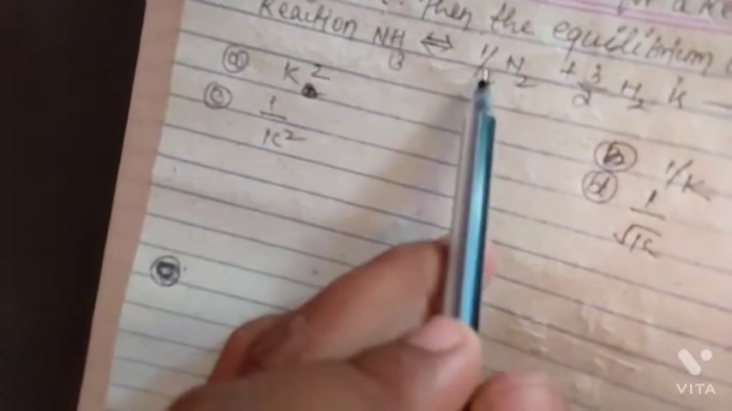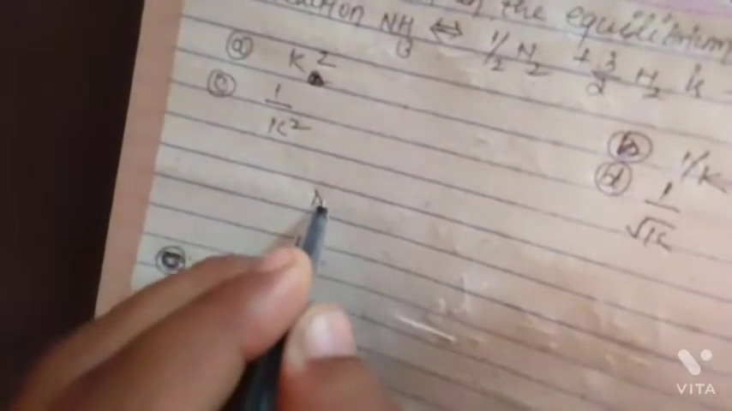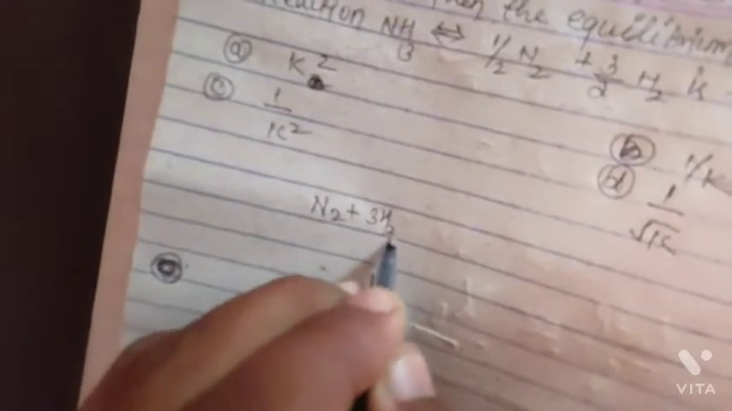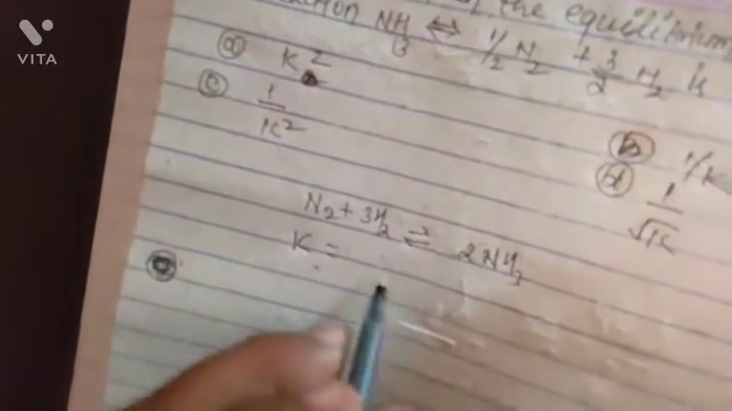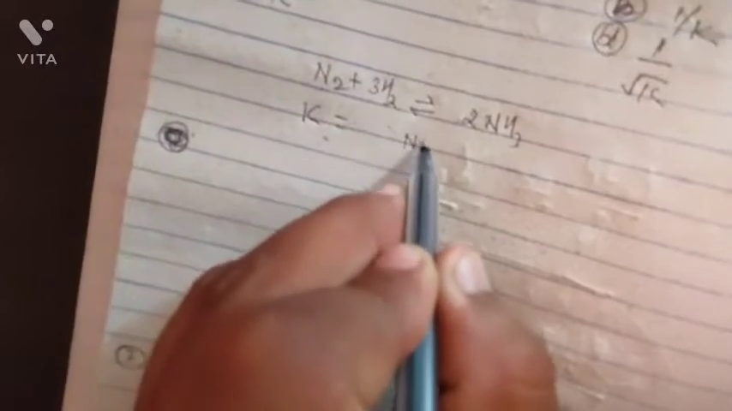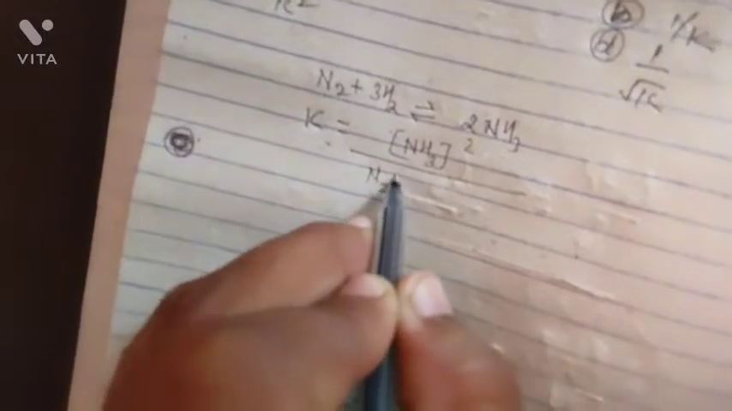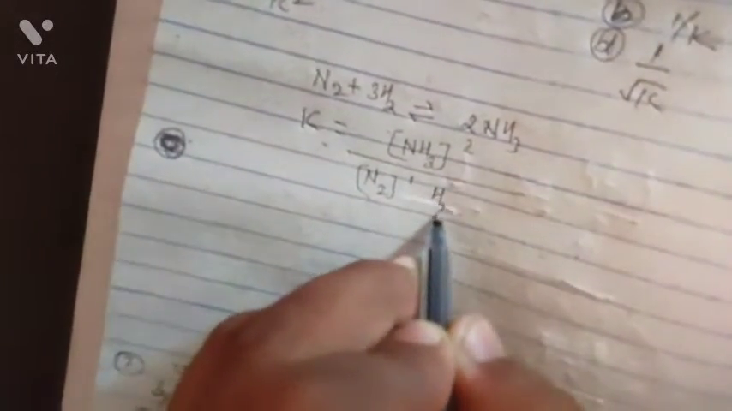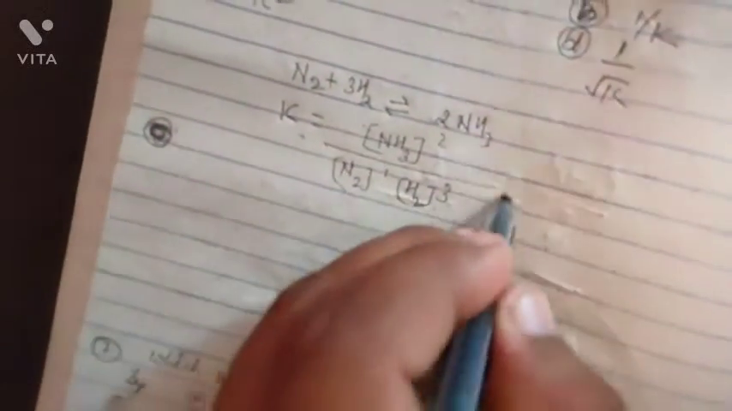Now the next question says that the equilibrium constant for the reaction N2 plus 3H2 gives 2 moles of NH3 is K. Then what is the equilibrium constant for the reaction NH3 gives half mole of N2 plus 3 by 2 mole of H2? If a reaction is N2 plus 3H2 reversibly gives 2 moles of NH3, the constant K will be concentration of NH3 to the power 2 upon concentration of N2 to the power 1, because it has 1 mole, and concentration of H2 to the power 3. This is equal to K.